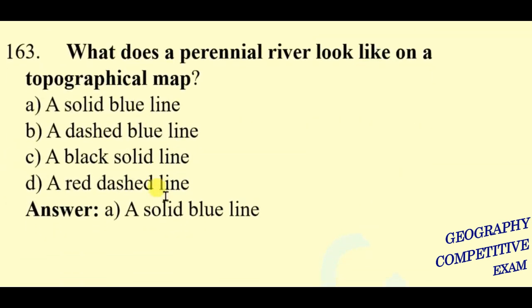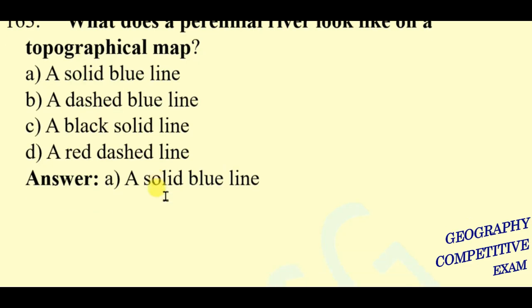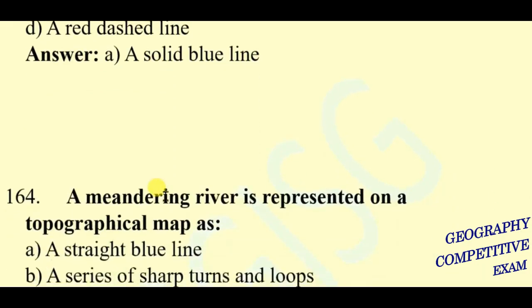Question 163. What does a perennial river look like on a topographical map? A solid blue line, a dashed blue line, a black solid line, a red dashed line. Here the right answer will be a solid blue line.